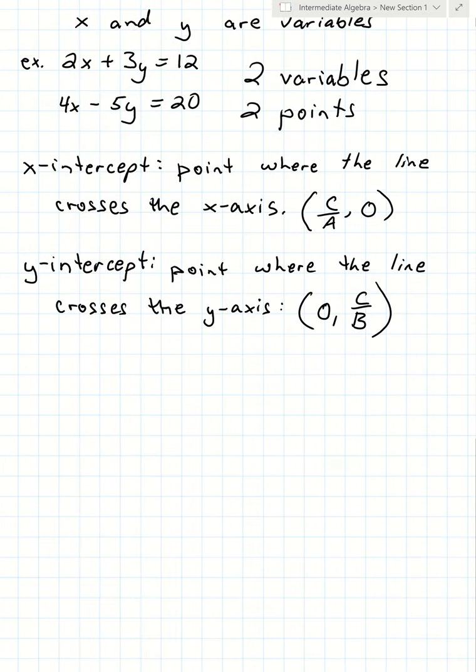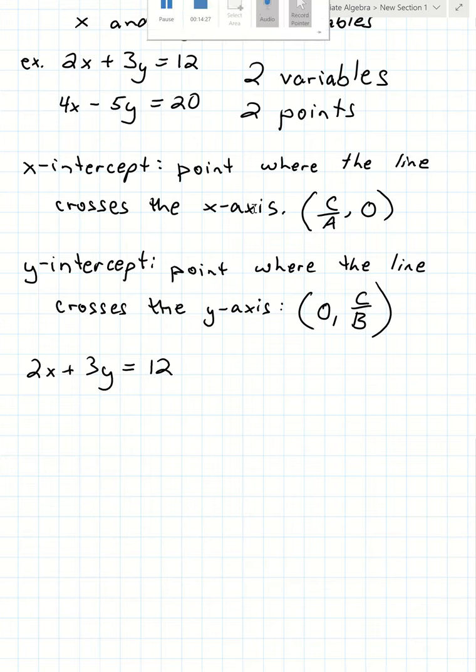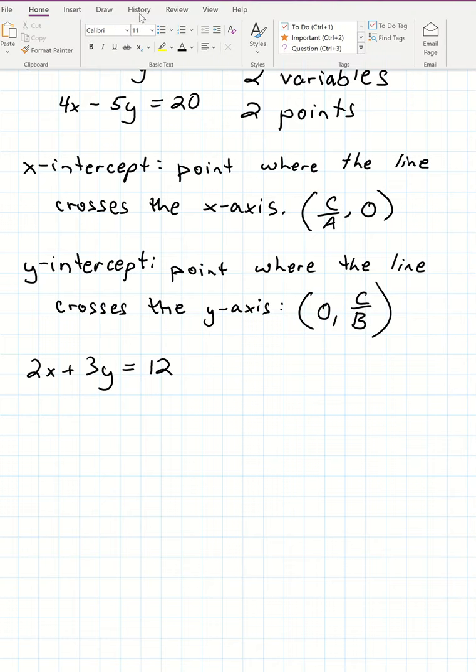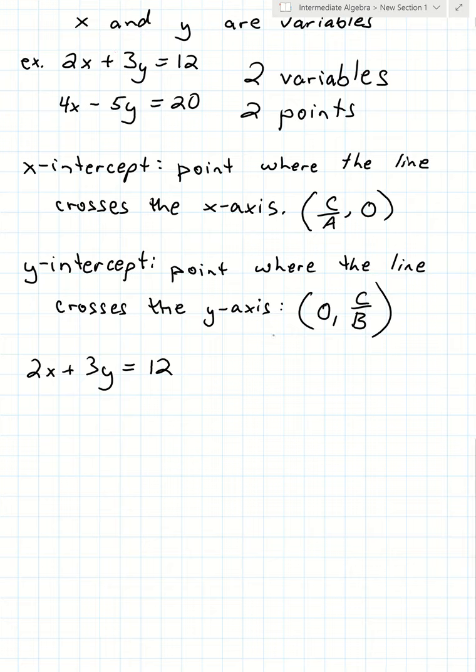Let's try an example. I gave you that first equation of 2x plus 3y equals the number 12. Now, this is an equation in that standard form. So, let's see what we got going on here. This is your ax plus by equals c. This is your standard form. A is 2. B is the number 3. C is the number 12. And we need the x and the y intercept.